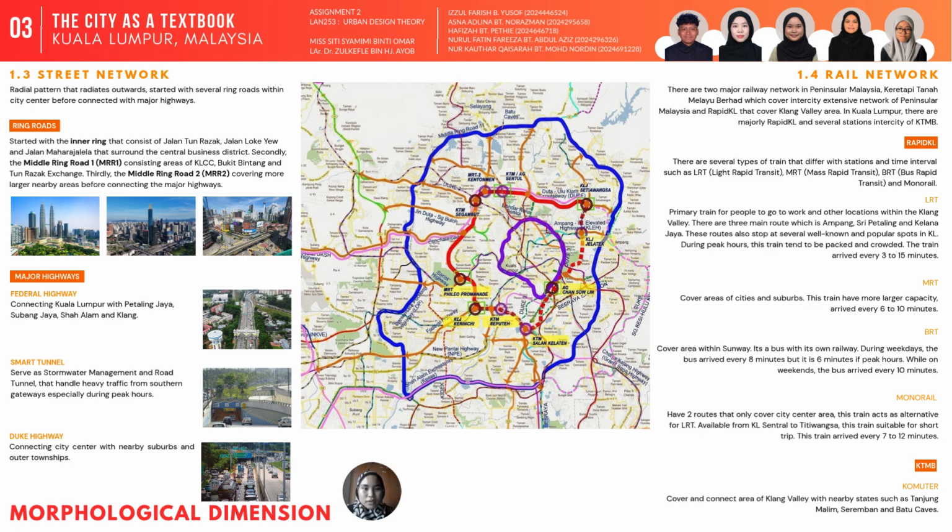So I'll be talking about the rail network in Kuala Lumpur. Generally, there are two types, which are the Keretapi Tanah Melayu Berhad, or KTMB for short, and then the Rapid KL that covers the Klang Valley area.